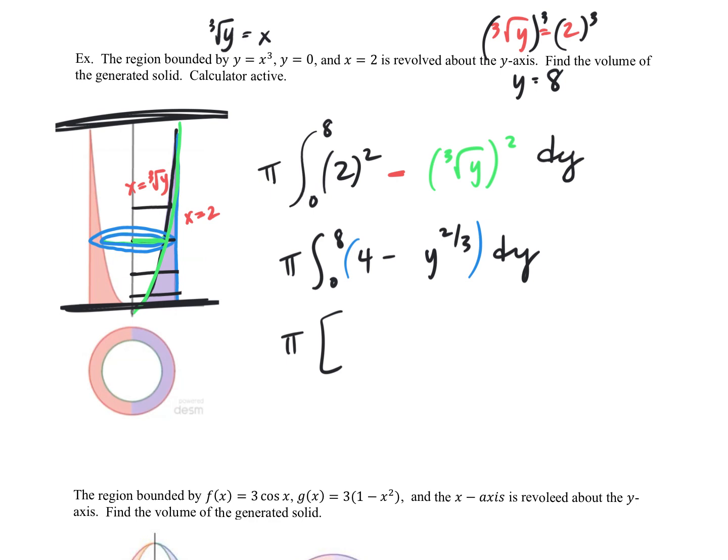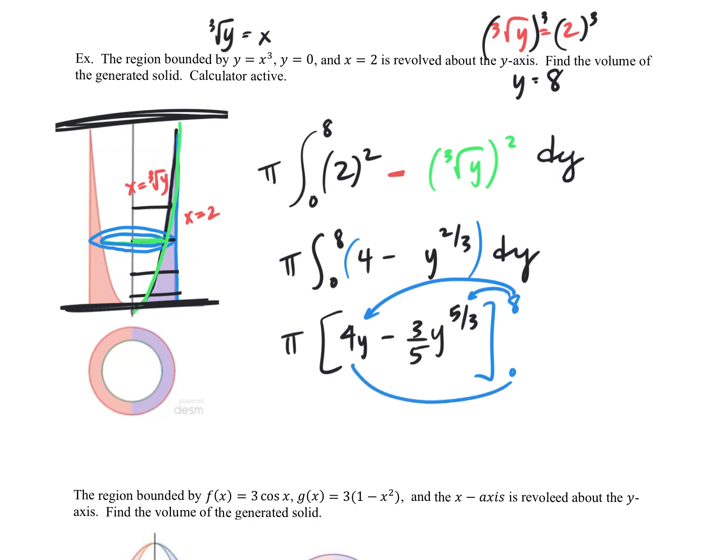The antiderivative of 4 with respect to y is 4y, minus y to the 5/3. Dividing by 5/3 is times 3/5. So we would be doing this one without a calculator because we're bosses. And then, do I have to plug in a 0? No, that's nice. I'd have pi times 32 minus, how do we want to write this next part? I would just say 3/5 times 8 to the 5/3. And here's why I'm not going to say 24/5.